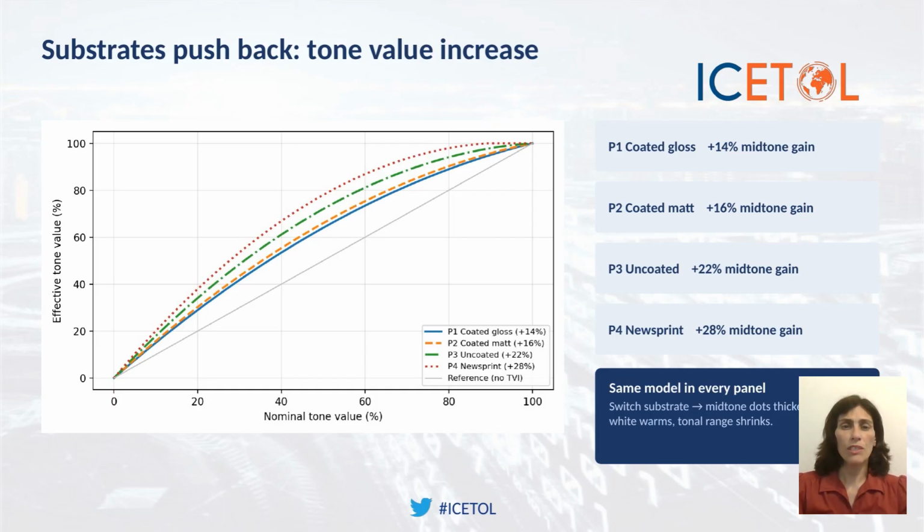Real paper pushes back. The simulator models tone value increase, dot gain, as a substrate-dependent gain that peaks in the mid-tones: about 14% on coated gloss paper and up to 28% on newsprint. The same model feeds every panel, so switching the substrate visibly thickens the mid-tones, warms the paper white, and shrinks the usable tonal range.